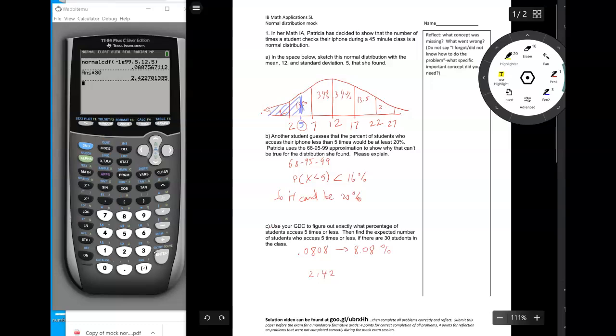And IB always wants us to make a decision if that should be 2 or 3 students. So for 5 times or less, I'm going to say that that's 2 students, because 2.42 is a little bit closer to 2 students than it is to 3 students. So IB doesn't want you to put 2.42, okay? It wants you to put 2 or 3. All right, let's go to the next problem.